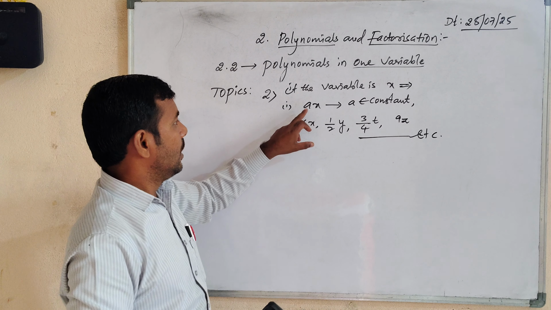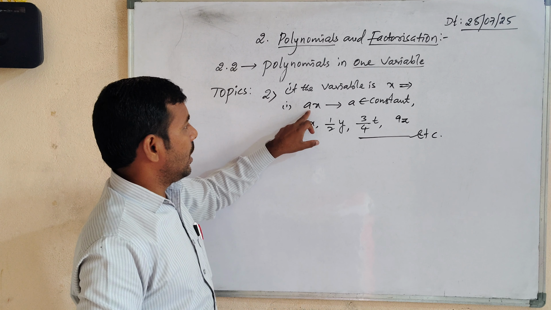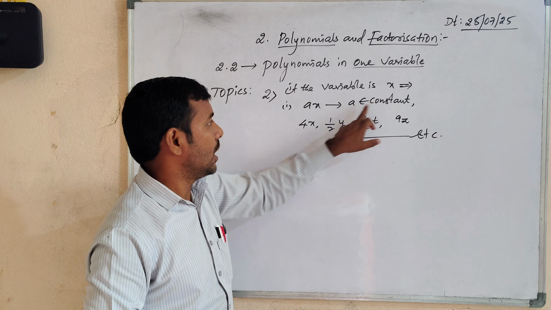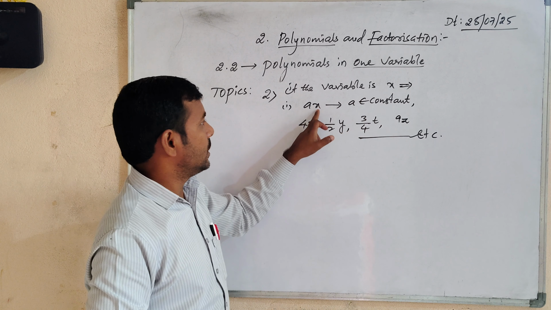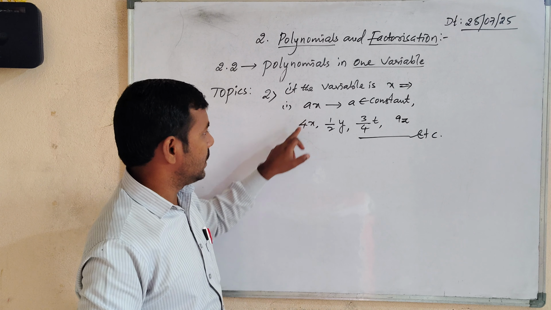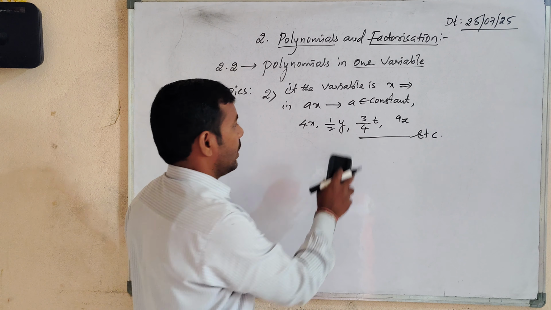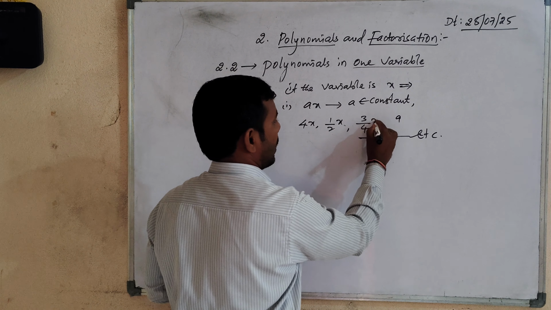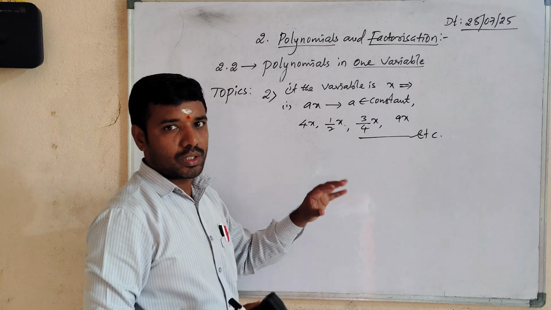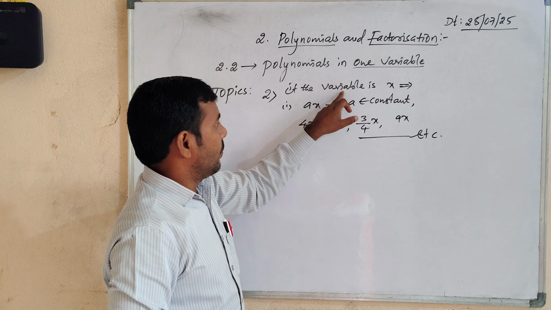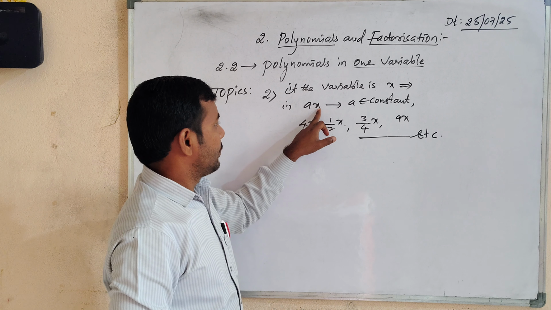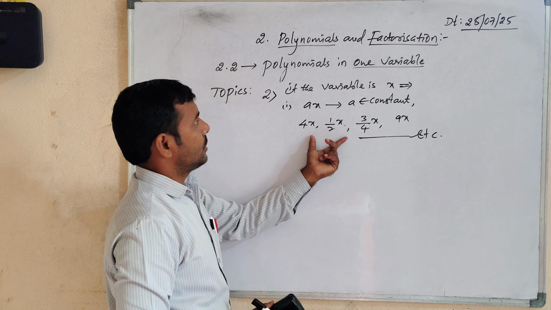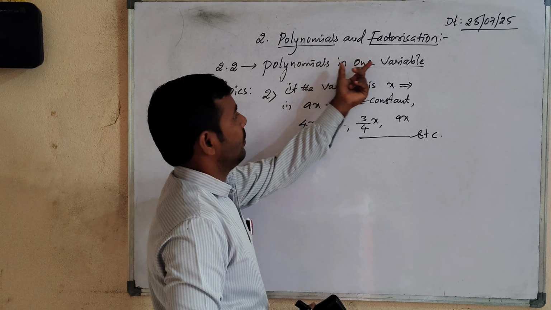See, the condition is the polynomial should be in the form of ax, where a belongs to constant. x is however the variable. So based on these examples, observe. Sorry, it is wrong. Why? Because we already considered x as the variable, no? We should not take another variable. Got it, small mistake. So the variable is however x. Now based on the ax concept, I took a few examples. These also come under the polynomial concept in one variable.